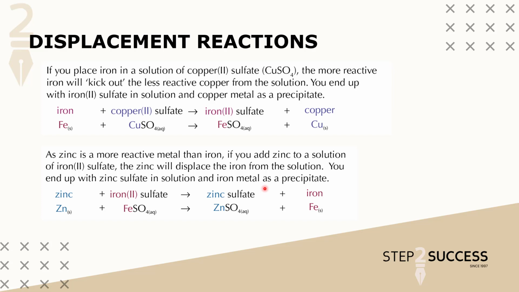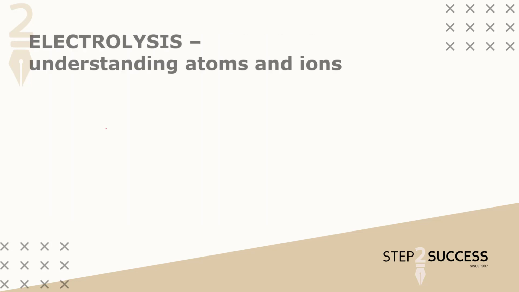If we can use displacement, it is a much easier way to do it, mainly because if I want to extract copper from copper sulphate, then iron is quite readily available, and we can react it with the copper sulphate and kick the copper out. So it's quite a nice, cheap, easy way to extract copper from something, or to extract iron in this case. It is much easier to do it this way. Let's move on to electrolysis now.